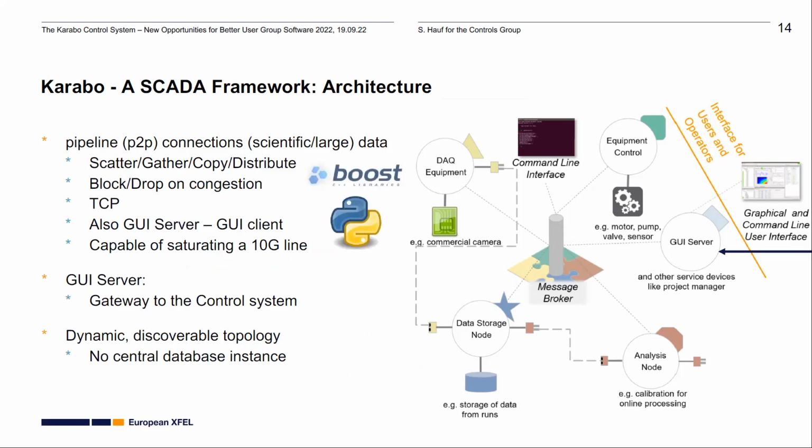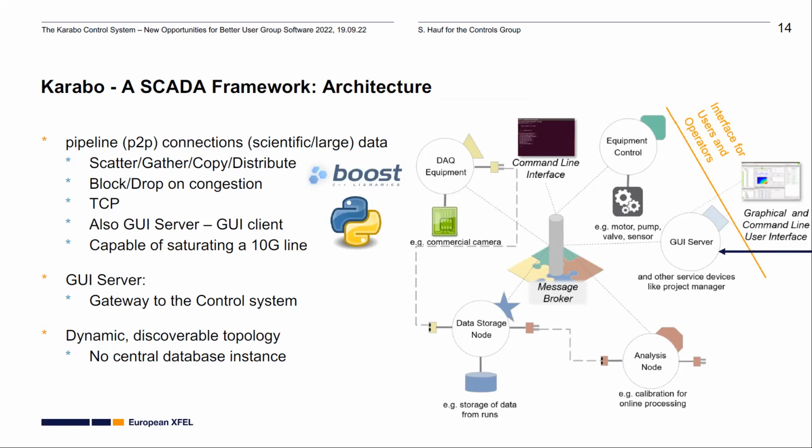Of course, the large data rates I mentioned earlier, 10 gigabytes per second, you don't necessarily want to pipe through a message broker. So we also have pipelined TCP connections for scientific large data, which get negotiated through the broker though. We've got a central gateway server called the GUI server for our graphical user interface clients, which are also the main way of interacting with the system. And another distinguishing feature is that it's a fully dynamic discovery topology. So all the components on the system describe themselves.